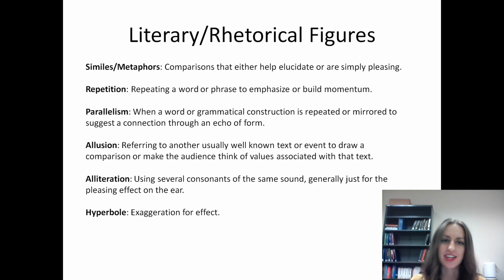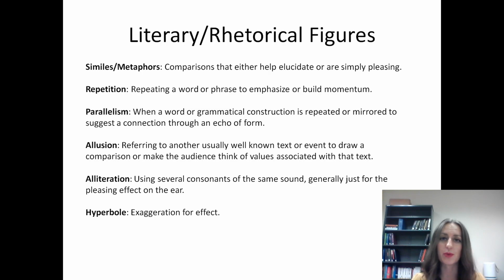Alliteration. I love alliteration. Alliteration is using several consonants of the same sound, generally just for the pleasing effect on the ear. And then hyperbole is the last one I'm going to mention. That's when you exaggerate for effect. And like I said, this is just a handful, just a few.